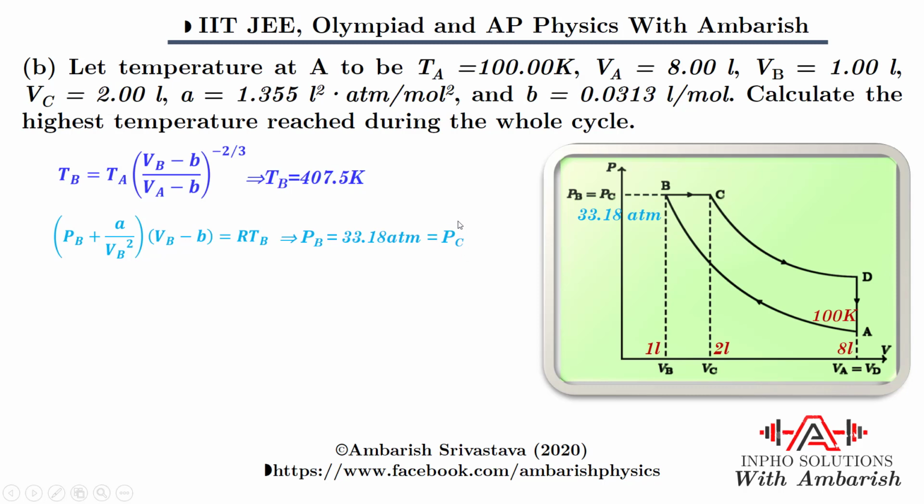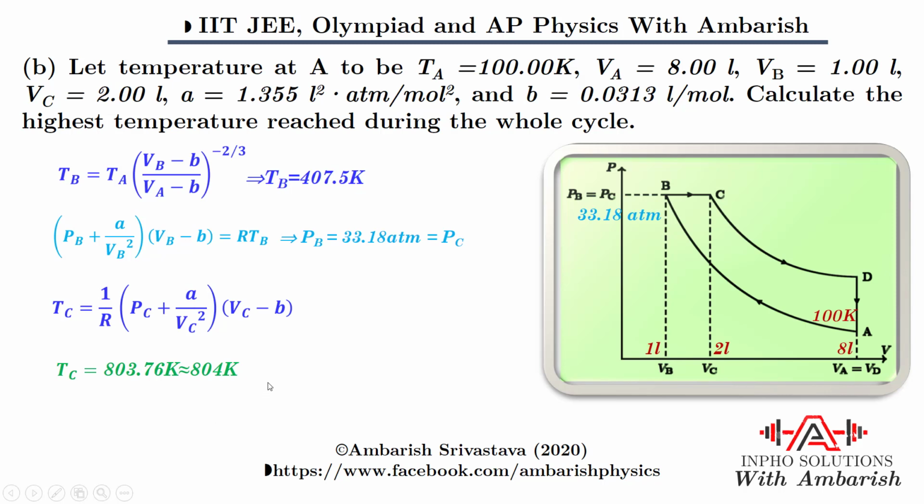So once I know the pressure at C, again I can use the van der Waals equation, right? So if the pressure at C is known and the volume at C is known, then we can easily find out the temperature at C. So that's what we have done. The temperature at C, you can rearrange the van der Waals equation like this, and you get Tc is 1 by R times (Pc + a/Vc²) times (Vc − b), and Pc you can put as 33.18 atmosphere, and everything else is given in the question, right? So you just put in the values, and Tc comes out to be 804 Kelvin. Okay, so that's our solution to part B.